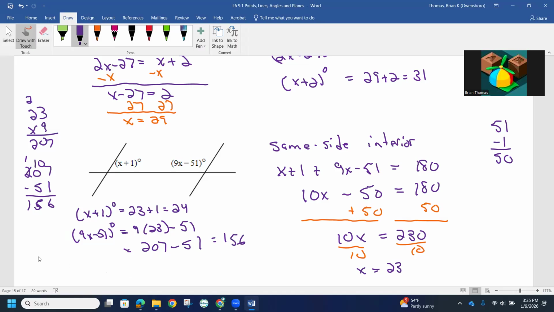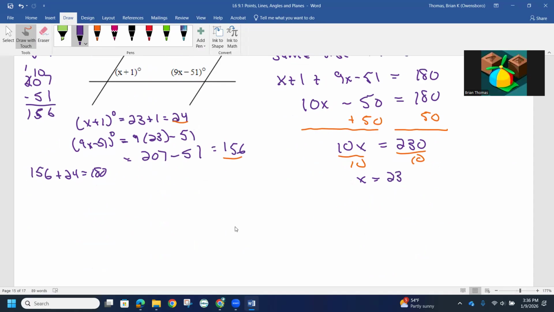So that's got to be 156. Now the question is, does 156 plus this 24 equal 180 degrees? Because we said the first angle is 24, and the second angle was 156. Does that add up to 180 degrees? Yeah, it does. So our math looks good. 156 plus 24 does indeed equal 180. So x must equal 23 to make this all work. The math has to make the geometry work as well. So we have that as our answers: 23 is the value of x, and one of the angles is 24, and the other angle is 156.